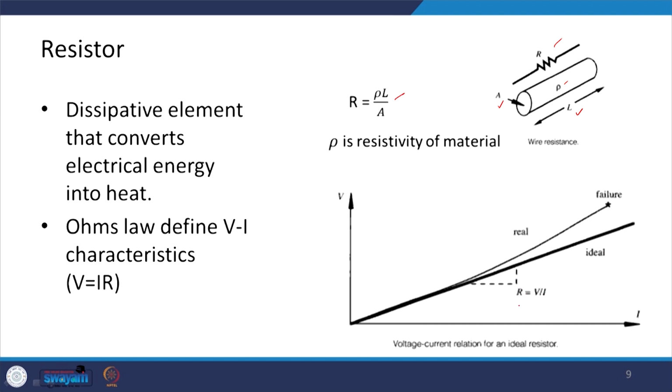So, the resistance can be found as V by I, that is, the slope of this curve will give us the resistance. You can see that this relationship is linear, whereas in the case of a real resistor, the relationship will not be linear, and once the current value exceeds a certain value, the resistor will fail. So, this is where the failure is indicated.